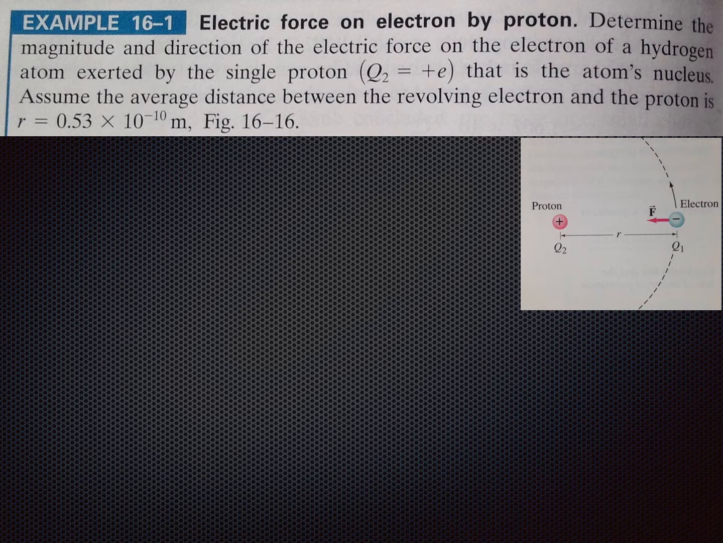If you remember from chemistry, the hydrogen atom consists of a single proton surrounded by a single electron. So it's a really great example to use for the electrostatics unit. If the average distance between the revolving electron and proton is r equals 0.53 times 10 to the minus 10 meters, this is something that we call the Bohr radius. I don't know if you guys remember that from chemistry, but it's the average radius of the hydrogen atom. It's actually a really important distance. Anyway, so remember the value of e.